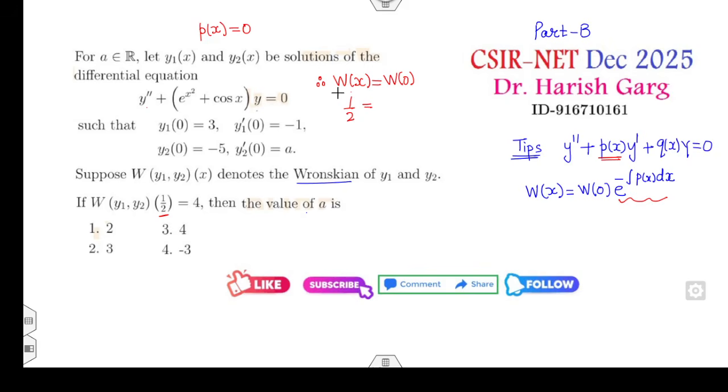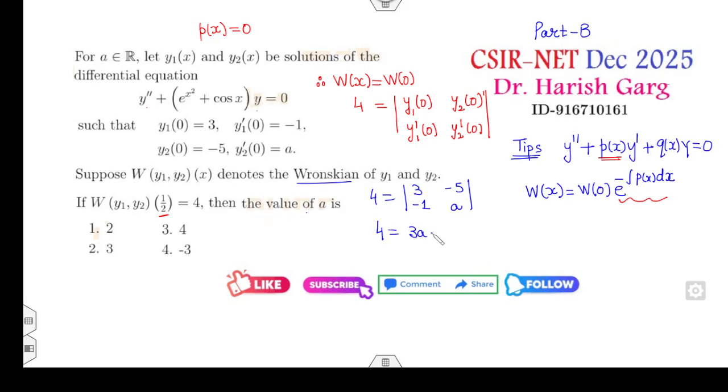Sorry, the Wronskian at the point half is 4, which is equal to the Wronskian at the point 0. And how can you define the Wronskian at the point 0? y1(0), y2(0), y1 prime(0) and y2 prime(0). Now you can substitute the values. It will be 3 minus 1 minus 5a, so that comes to be 3a minus 5. a will be 3, which is the right answer of the problem. So B is the correct answer.